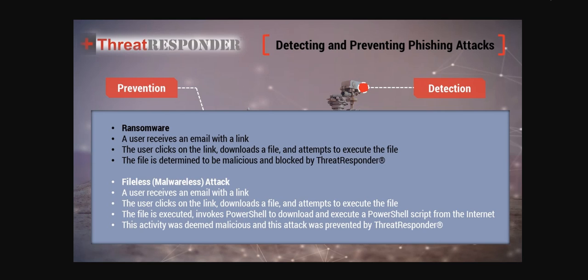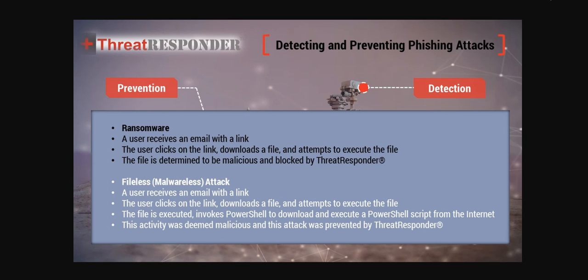In scenario 1, we'll look at a ransomware where a user receives an email with a link. The user clicks on the link, downloads a file, and attempts to execute the file. ThreatResponder determined that the file was malicious and as a result blocked the attack.